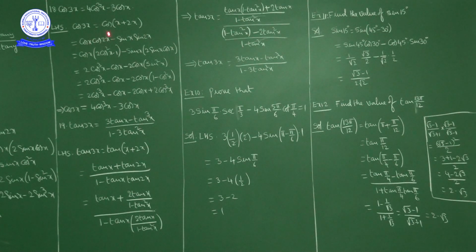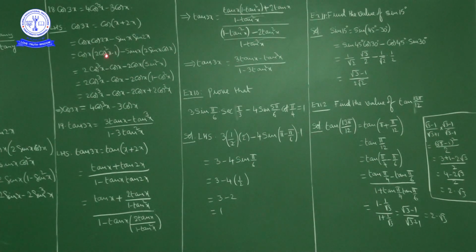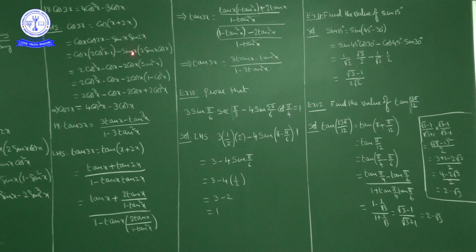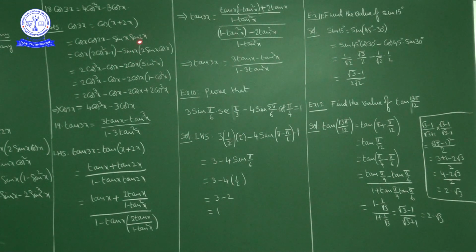So cos x into cos 2x, in place of cos 2x I'll write 2 cos square x minus 1, minus sin x into the sin 2x formula. What is sin 2x? 2 sin x cos x. Now multiply cos x inside. So 2 cos square x into cos x is 2 cos cube x minus cos x. Here sin x into sin x is sin square x, so 2 cos x into sin square x.